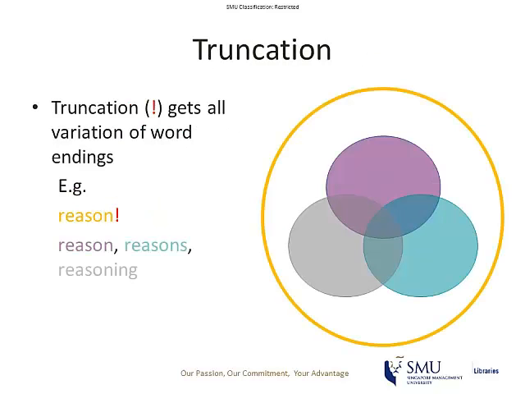The truncation function is often represented by an exclamation mark. When placed at the end of the word, it allows one to search for documents containing any variation of the word endings. For example, when placed at the end of reason, it retrieves documents containing reason, reasons, reasoning, and reasonable. This saves a lot of time, as the alternative would be to have to type out manually reason, reasons, reasoning, or reasonable into the search engine box.